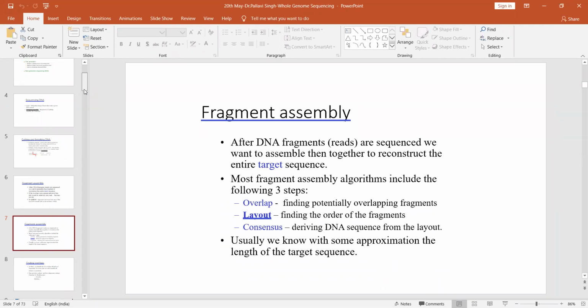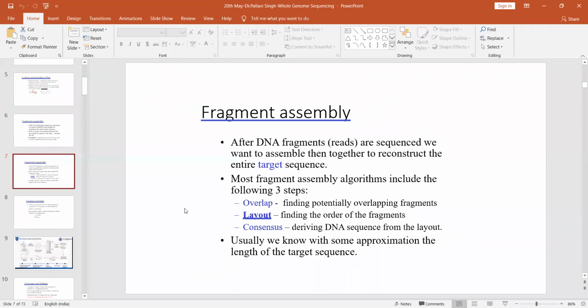See, when you are generating the overlap, there are three things. You have to generate the potentially overlapping fragments in such a way that there is a difference of only one base pair in these overlapping segments. And in layout, you have to find the correct order of the fragments, and consensus sequences need to be found, that is, which DNA sequences have the same sequence of nucleotides.